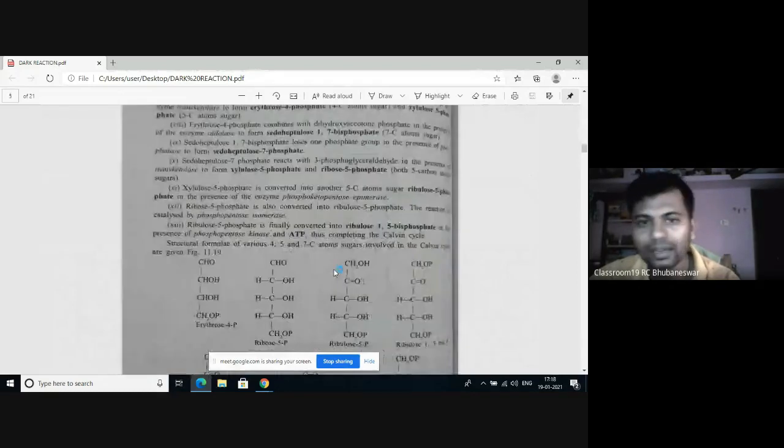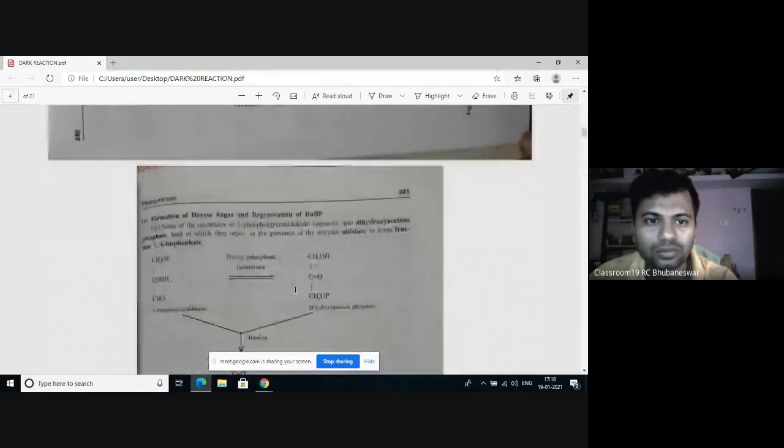Okay. Look at, now in case of the dark reaction or the Calvin cycle, which is the first stable product?